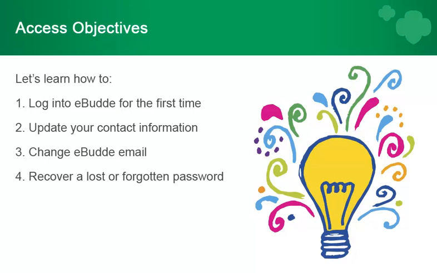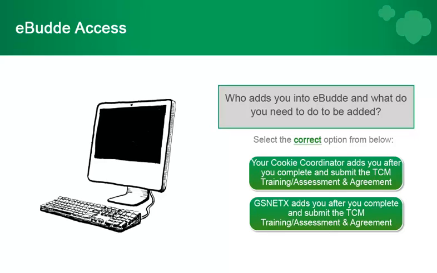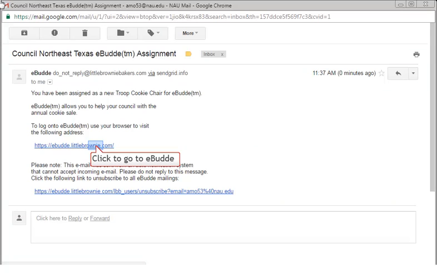The first thing you'll learn about eBudde is how to log in, update your contact information, and how to recover a lost or forgotten password. How do you, as the Troop Cookie Manager or TCM, gain access to eBudde, and who adds you to the system? Once you've been added to eBudde, you will receive an automated email.